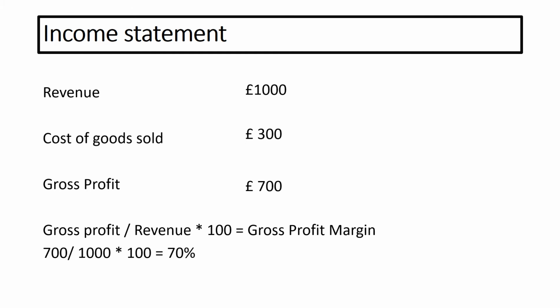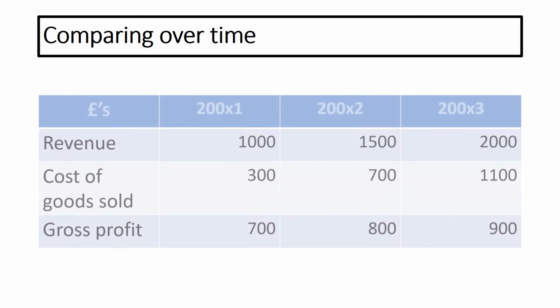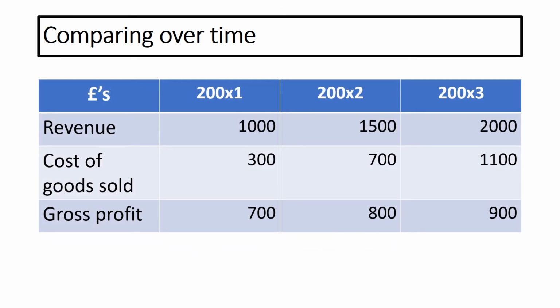Now, we don't know whether it's good or bad, but we have calculated it. So if you carry on, we're going to find out how we can use this. We're going to be able to compare a business over time. If we look at this particular business here, we've got 3 years' worth of financial information. We've got the revenue, which has gone to 1,000, 1,500, and then to 2,000. We've got increasing cost of goods sold, and we've got increasing gross profits. You look at this and think, my God, revenue's gone up, gross profit's gone up. We are brilliant.